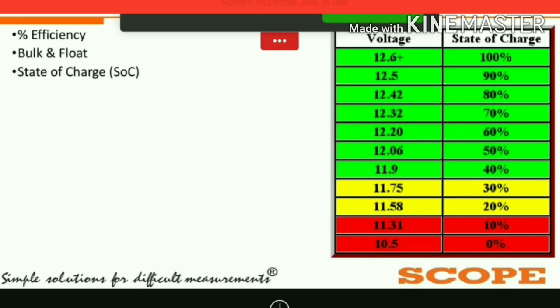In the red zone, you can see when the state of charge is 0%, the voltage is 10.5 volt. Now, in the earlier slide, what I explained, the ECV, the electrical critical voltage, is this 10.5 volt. Beyond this value, the battery may go into the deep discharge mode.